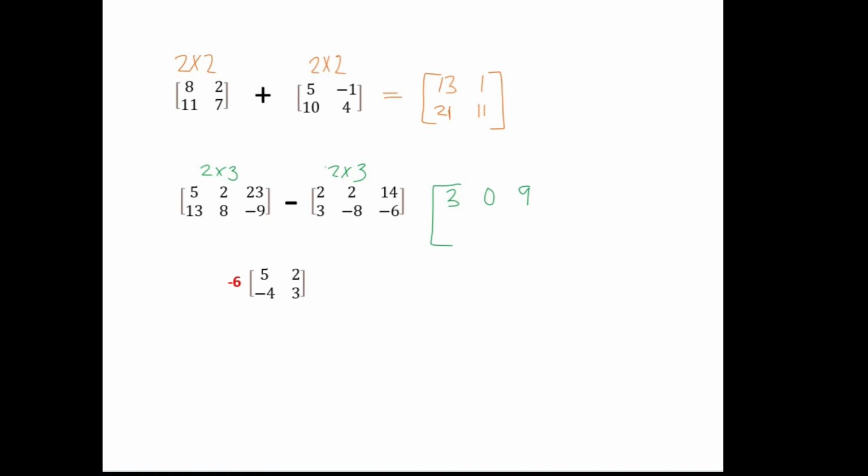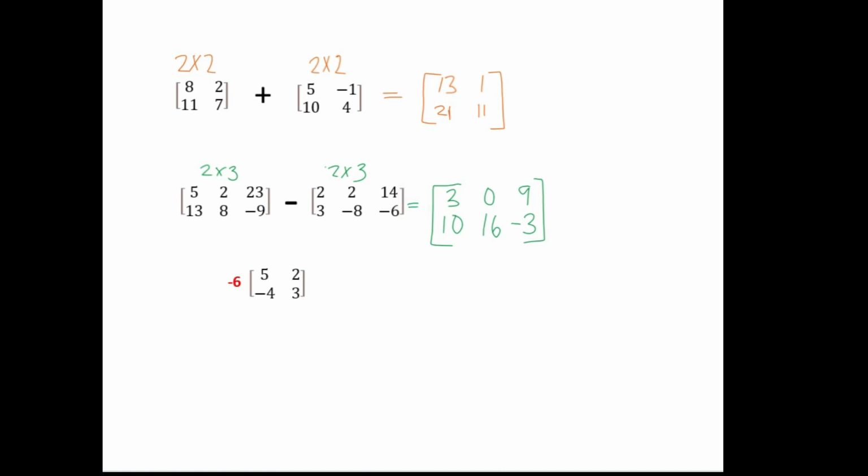Then we go to our second row. 13 minus 3 gives us 10. 8 minus -8, so that's like plus, so we have 16. And 9 minus -6 is like 9 plus 6. So we have -3. So that would be our answer for subtracting 2 matrices.